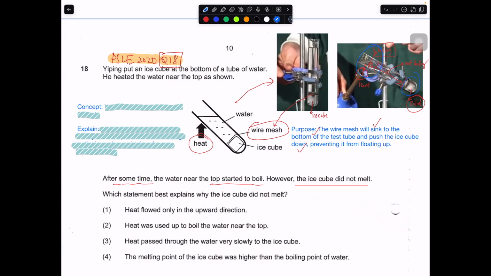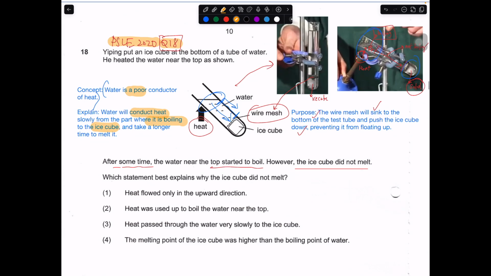It really shows you that for this part of the water column, it actually takes a lot of time for the heat to be conducted from the top to the bottom. Hence, it is trying to say that water is indeed a poor conductor of heat, and it will take a long time to conduct the heat from the part where it is boiling to the ice cube. Hence, it will take a longer time to melt. This is the likely explanation for this experiment. So let's take a look over here. Which of the explanations best explains?